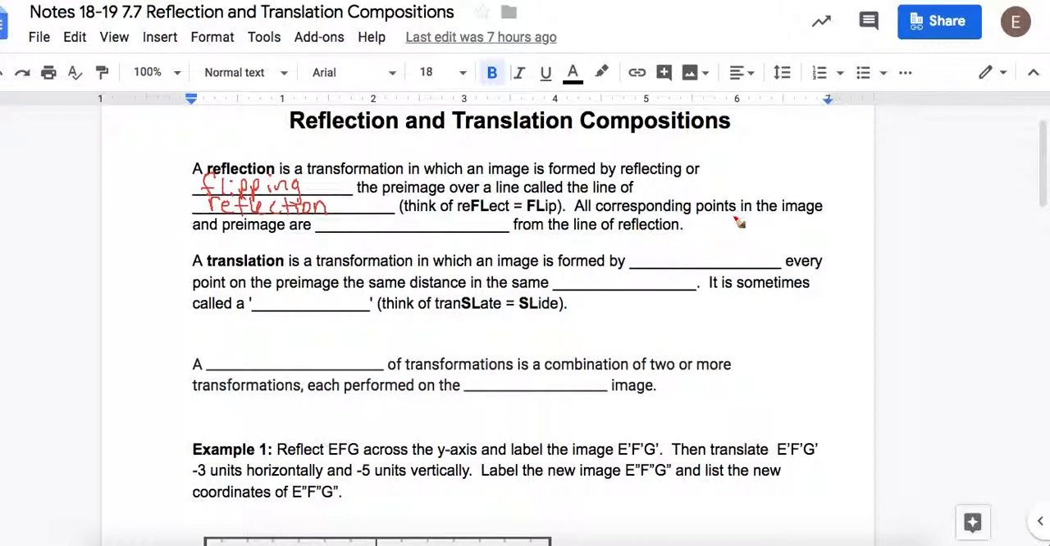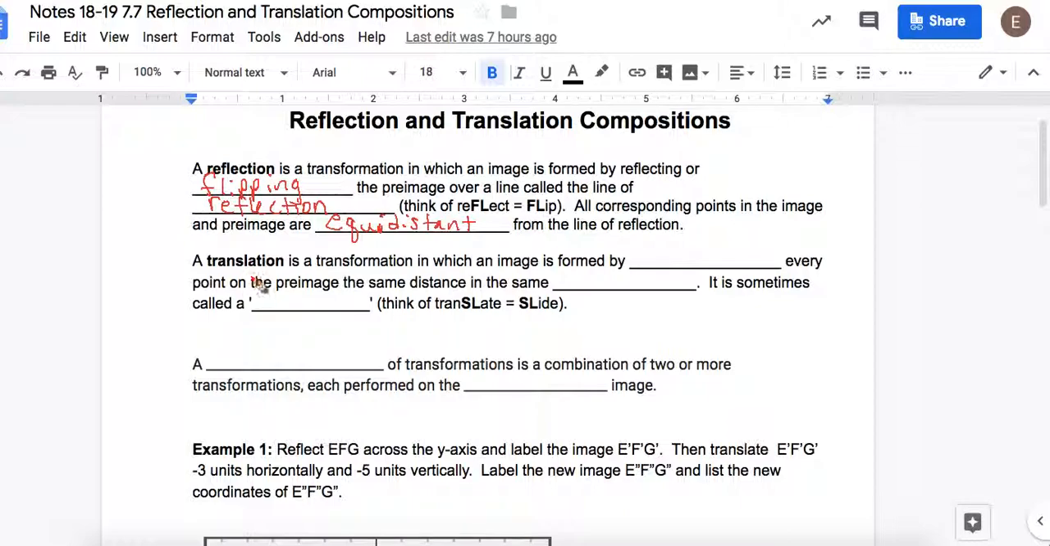Now, all corresponding points in the image and pre-image are equidistant from the line of reflection, and that's the letter I there. Meaning they're the same distance from the line of reflection. For example, if A is 5 places away from the x-axis, and we're flipping over the x, then A prime will also be 5 places from the x-axis.